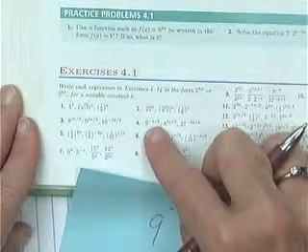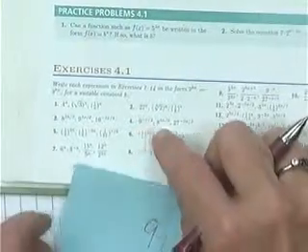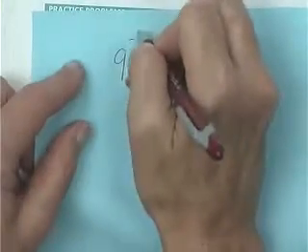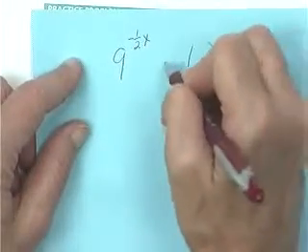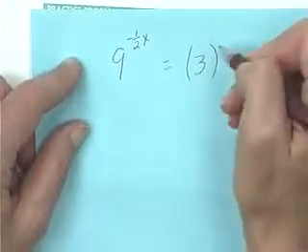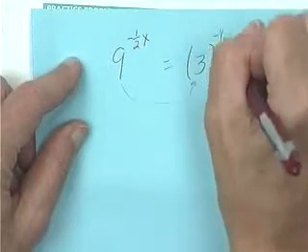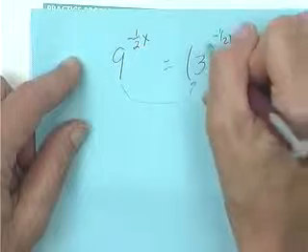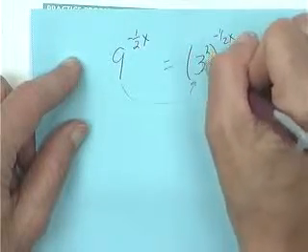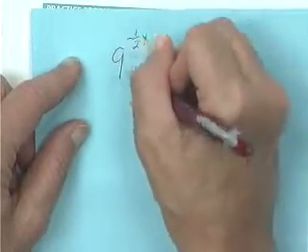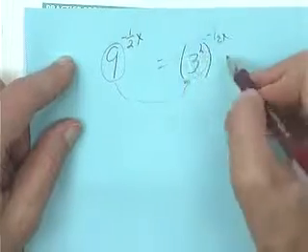Minus 1/2 x. It just doesn't look quite as scary that way, does it? So 9 to the minus 1/2 x. If you were going to write this to a base 3, I have to change this to a base 3. I need it 3 to the second power. 3 squared is 9. So the only thing I've changed is the 9 to the 3 squared.